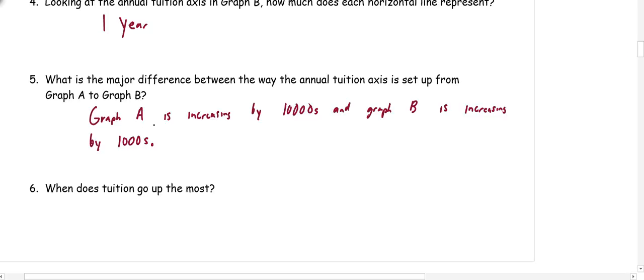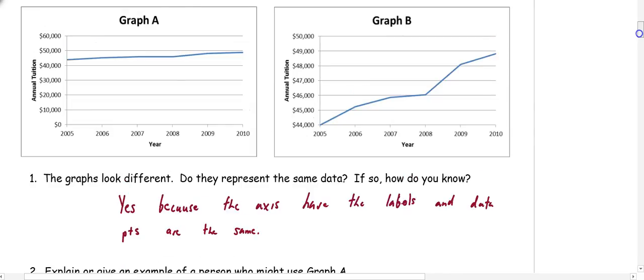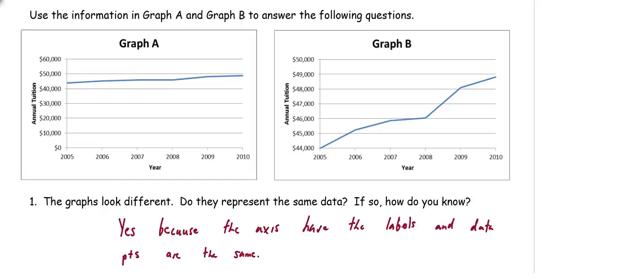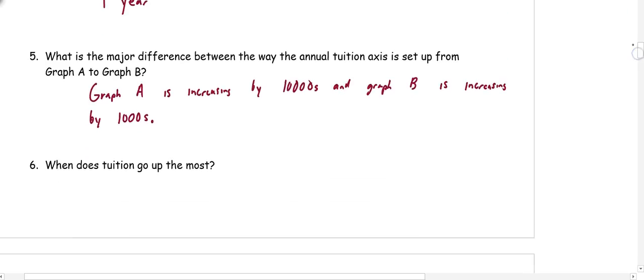When does the tuition go up the most? If we look at our graph and look at the line rising, it's kind of easy to see from B. We see this little graph that's going the highest, but in B we can really see that it's jumping from here to here. So the year that it's changing is 2008 to 2009. We see the biggest jump in tuition.